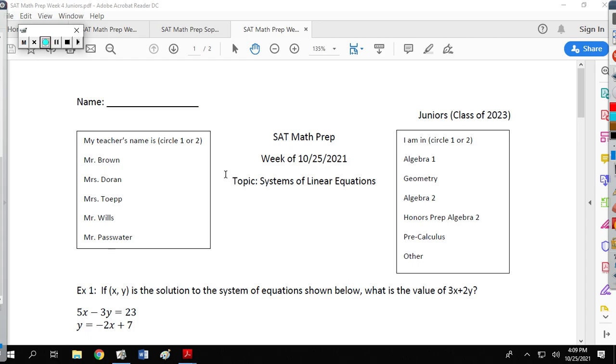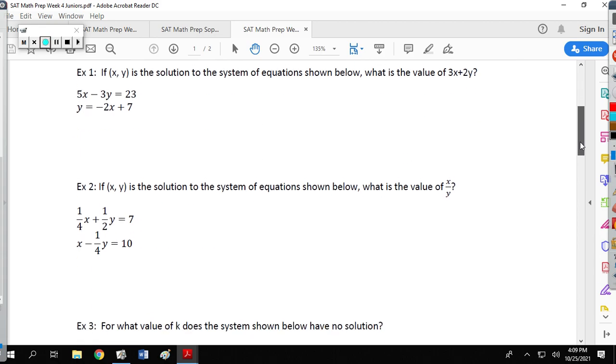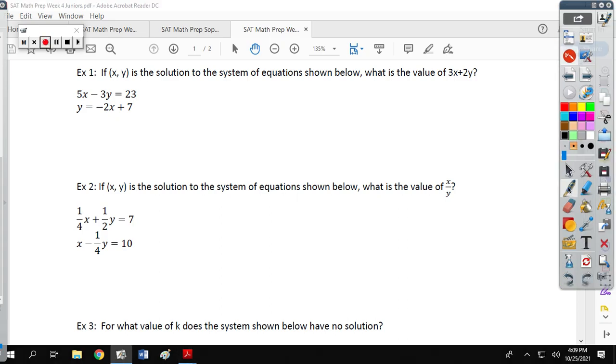Okay, so this week's material is Systems of Linear Equations, Substitution and Elimination. We're going to carry out two examples here on the first screen, and then we'll change it over and do the next two. Example 1 says, if (x, y) is the solution to the system of equations shown below, what is the value of 3x plus 2y? So once again, this is the SAT. We have a math problem that we should all know how to do from algebra, but then we have to take that solution and do something else with it.